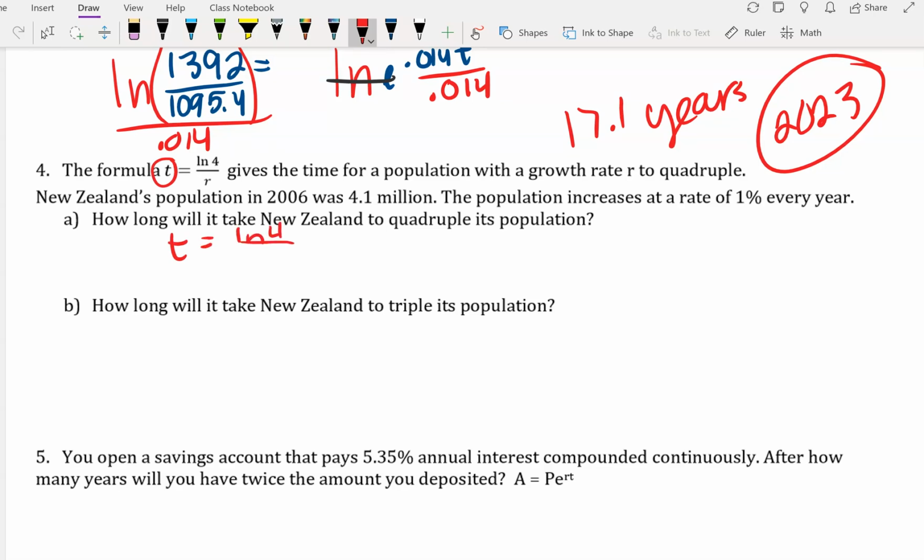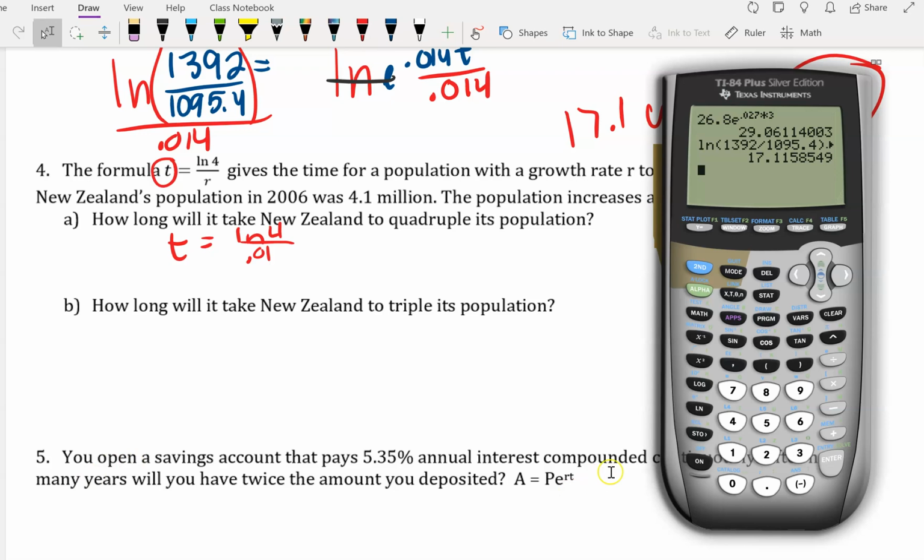We know that the population rate increases at 1% per year. So we're going to put 0.01 down there and just type it into the calculator. It's really nice when they give us that formula. So natural log of 4 divided by 0.01. Make sure to close your parentheses after natural log of 4, unless you click enter in between.